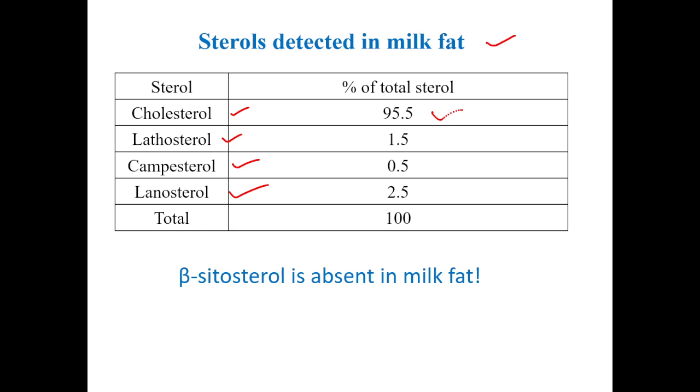Beta sitosterol is altogether absent in milk fat, which forms the basis of this method. So in the chromatogram, if you have the peak of beta sitosterol in the USM extracted from the ghee, then obviously it has come from vegetable oil, and we will say that our sample is adulterated with vegetable oil.